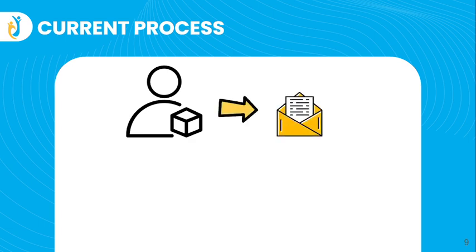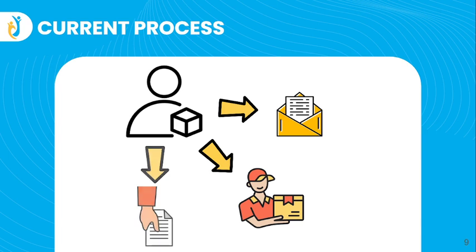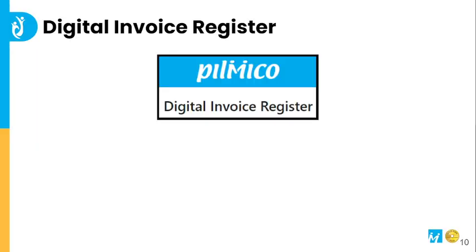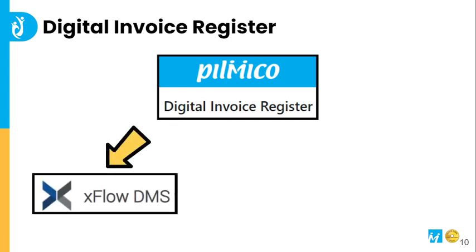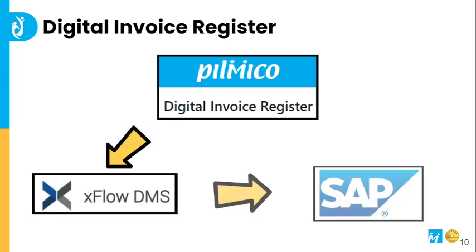Currently, we have different channels where our supplier submits their invoices. They submit via email, through courier, or actual submission to our office. To enhance our supplier's invoicing channel, we are introducing our digital invoice register platform. This will be our main source of all suppliers' invoices that will be handled automatically by our document management system to be processed by our invoice processing team.